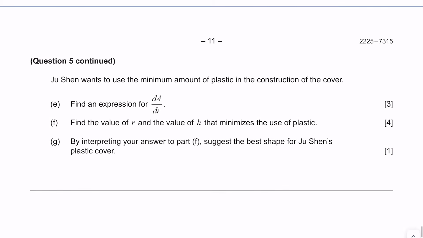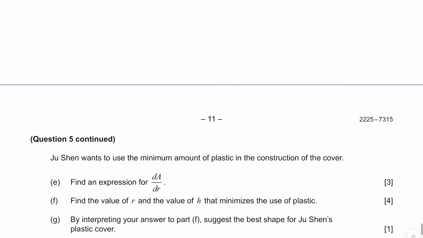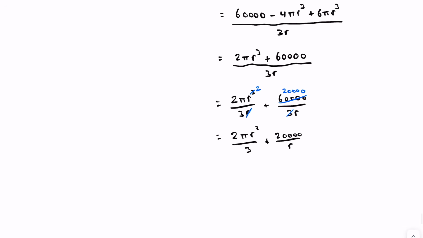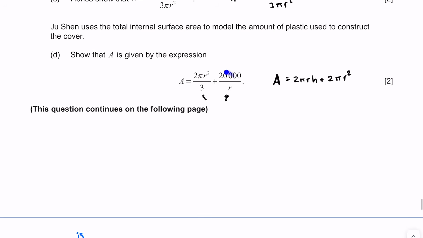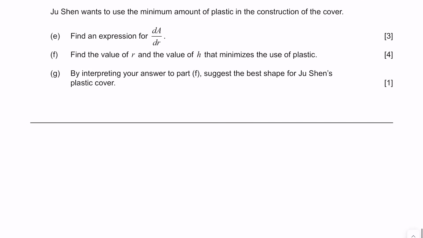All right, last part. Continuing on, this is rounding out the question, I guess. Chu Shen wants to use the minimum amount of plastic in the construction of the cover. Find an expression for dA/dr. So dA/dr is the derivative of A. So what was A? We actually worked it out here, but they also gave it to us here as well. So here A is equal to 2 pi r squared over 3 plus 20,000 over r. So let's actually copy paste this, and then let's find the derivative of this. That's what they're asking us to do.